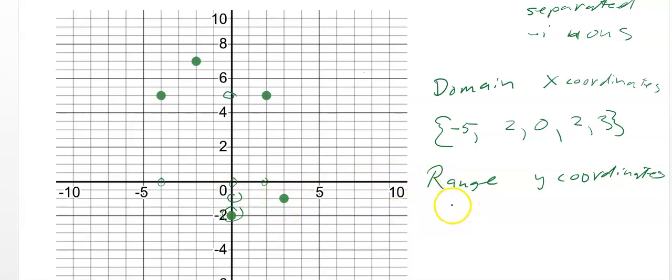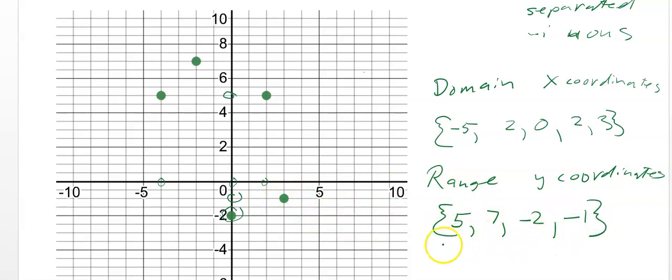So I'm going to make that list. And the first point on the left that I see over here has a y coordinate of 5. And I'm going to move left to right. The next one has a y coordinate of 7. Then I have a -2 for the y-coordinate. Then I have another 5. I don't list things twice in a set. You only list them once. And in a set written in braces like this, order doesn't matter either. So the y-coordinate of that last point right here seems to be a -1.